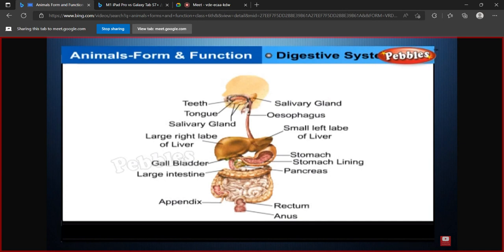And anus. Function: to convert complex food into simple, soluble form so that it can be easily absorbed by the blood.